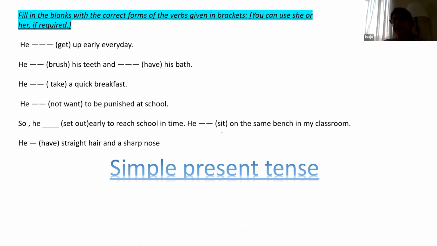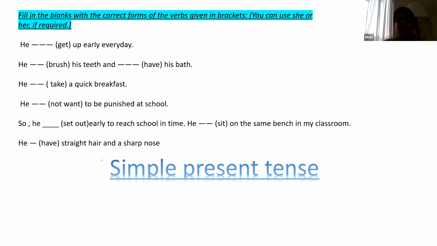He sits on the same bench in my classroom, because this is about simple present tense. He has straight hair and a sharp nose. This is a permanent thing. Okay. So whatever is your routine, habit or daily activity, all are simple present tense. It's a very easy exercise.